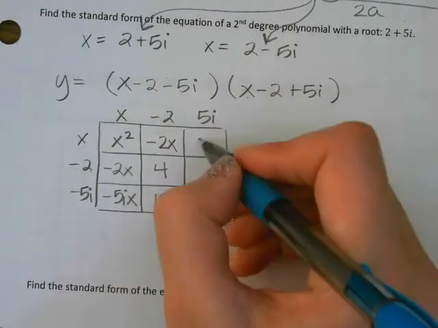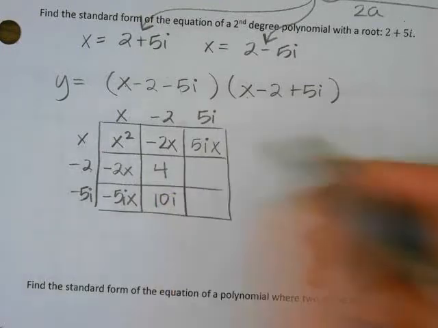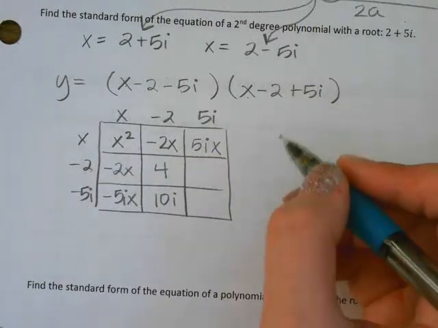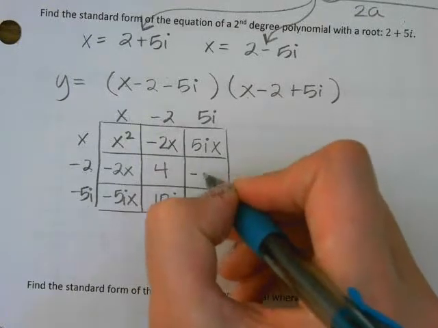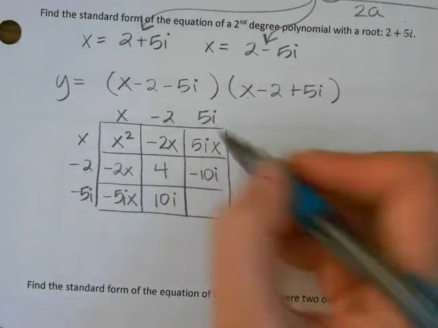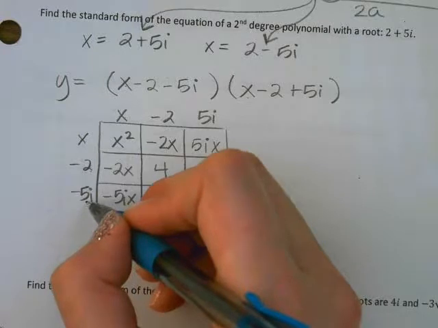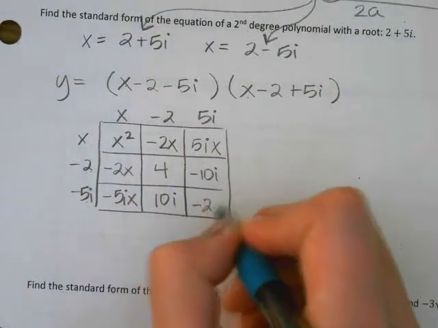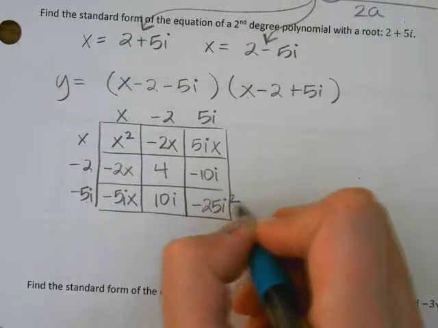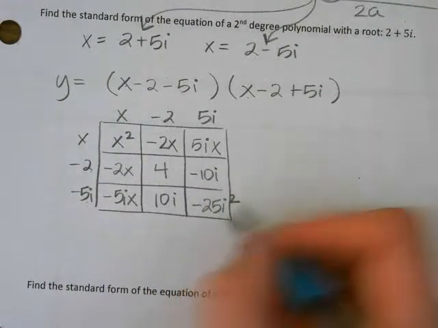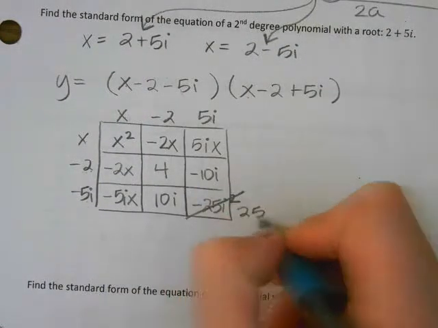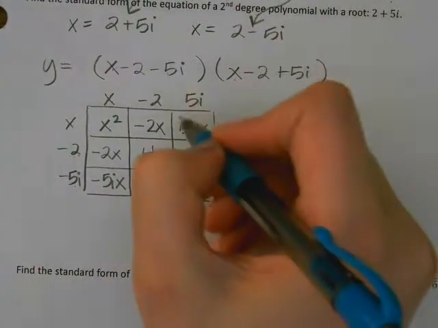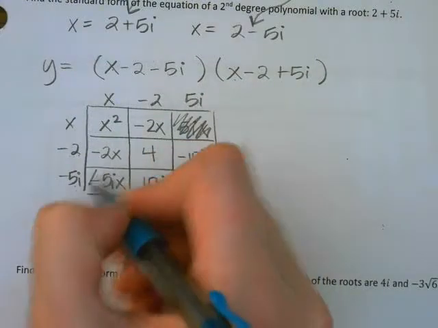5i times x. 5i times negative 2. And then 5i times negative 5i. 25i squared. And what is that actually? That's actually 25. Okay. What do you guys see about the messy stuff in there? They cancel out. Yeah, we have a positive 5ix that goes away with the negative 5ix.